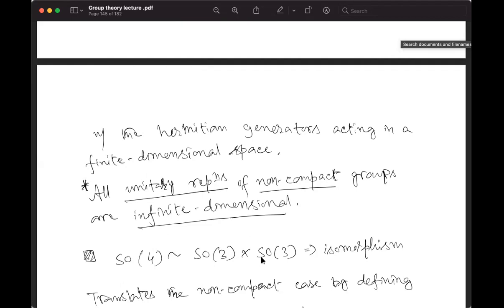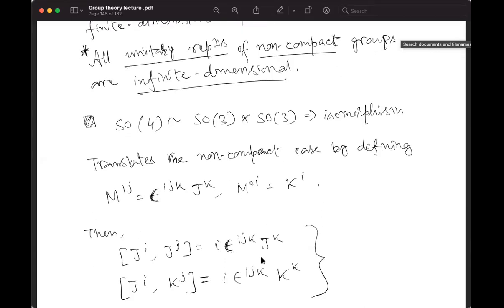And we will see if there's a description of how to deal with that, or realizing that non-compact group in terms of the product of the compact groups, and in terms of their characters, whether we can write it down in that non-compact case. Now SO(4) you can think of as a product of SO(3) plus SO(3), an isomorphism.